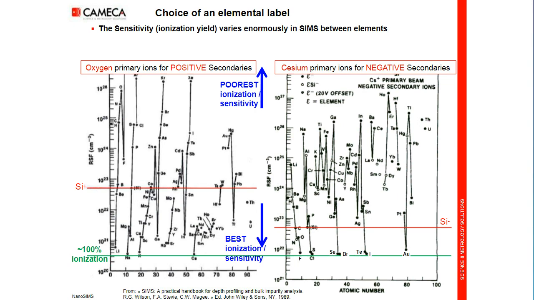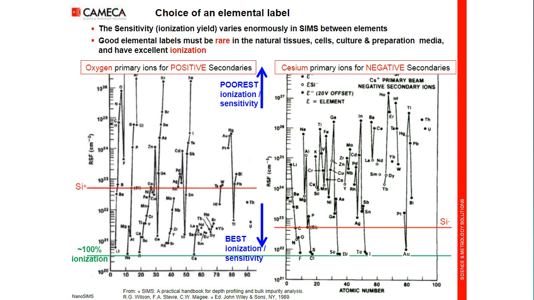But now, a good label must be rare in the natural tissue. So it's not a good idea to use, for example, potassium or sodium or lithium or sulfur that are already present in tissues. So there are a few possibilities with good ionization and low concentration in animals and plants, given by a few elements, the rare earth elements. On the left side is one possible choice that was used for this paper.